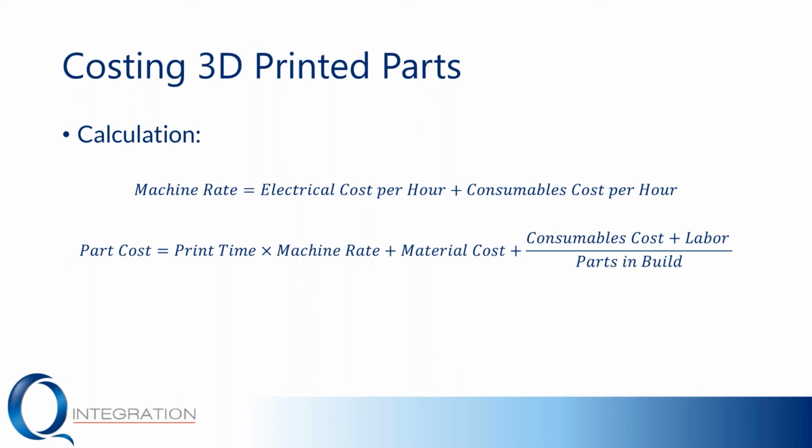Then you simply calculate the part cost, which I typically do by multiplying the print time by the machine rate. I typically round to the nearest hour, rounding up for a more conservative estimate, and then add the raw material cost. Then I add the consumables cost in the sense of one-time print or one-time operation consumables, plus the labor, divided by the parts in the build to get an equally distributed per part rate of those costs.